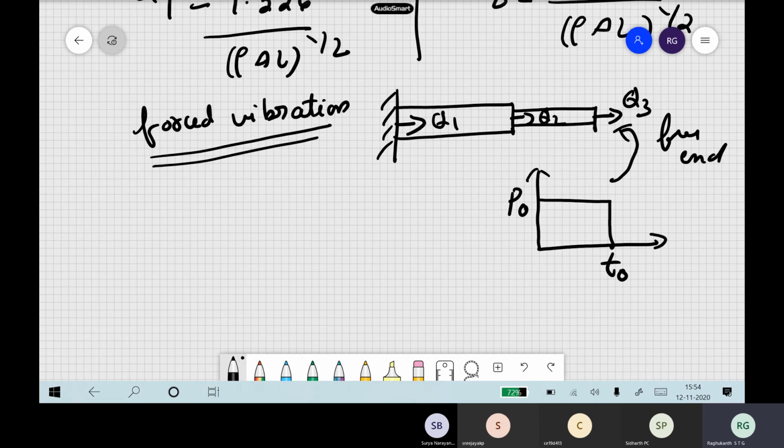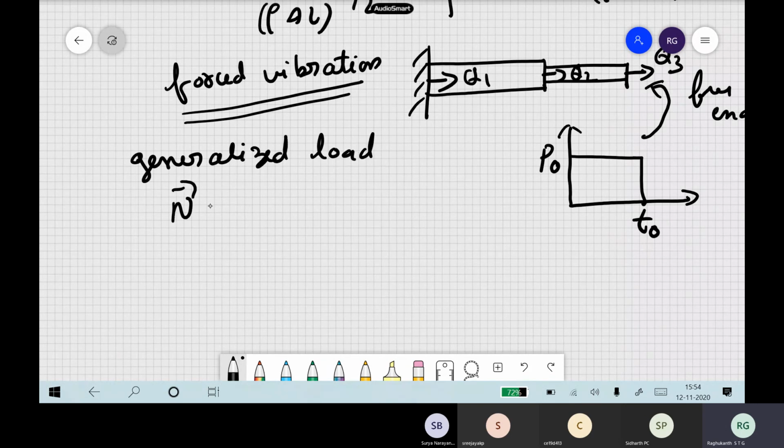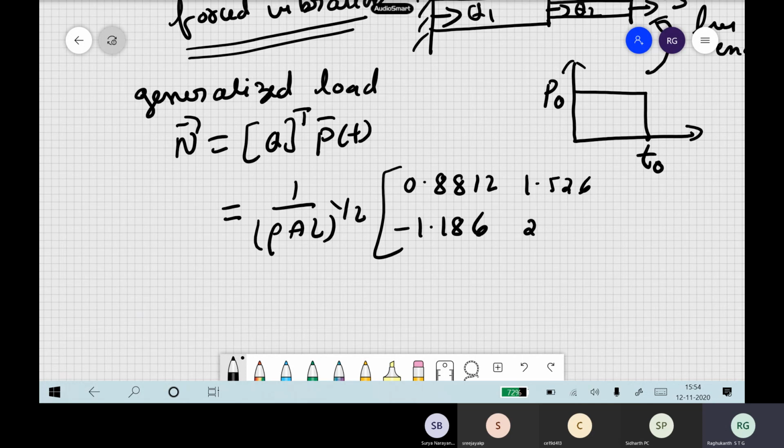The steps are going to remain the same. The natural frequencies and the mode shapes are all the same. The only thing is we have to find out the generalized load vector. So this is the only step: Q transpose multiplied by P of t. You have 1 by rho AL, because you multiply by phi transpose on the other side also. So you have 0.8812, 1.526, minus 1.186, 2.053, multiplied by [0, P3]. Since the load is applied at node 3, that's why it is P3.